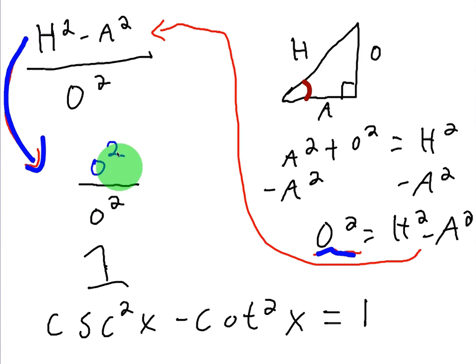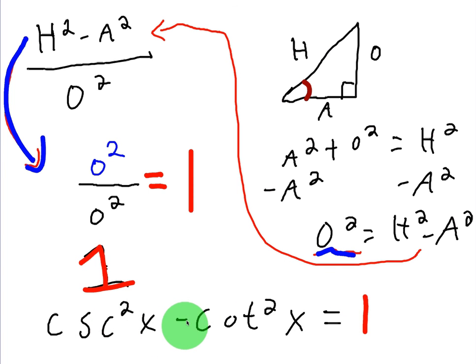But look, now we have o squared over o squared, which is just equal to what? Again, I'm going to use the color red. That's just equal to 1. I've got the 1 down here as well. Okay, so if that's equal to 1, then we've just proven that cosecant squared of x minus cotangent squared of x is equal to 1. And that completes our proof for cosecant squared of x minus cotangent squared of x equals 1.